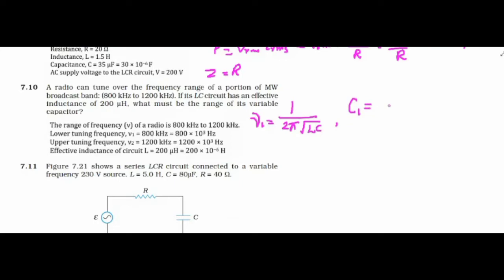C1 is equal to 1 divided by 4 pi square nu1 square L. Now substitute the values so that you will get the capacitance C1. Now replace nu1 by nu2, then you will get the value of C2. So the range of capacitance is from C1 to C2.